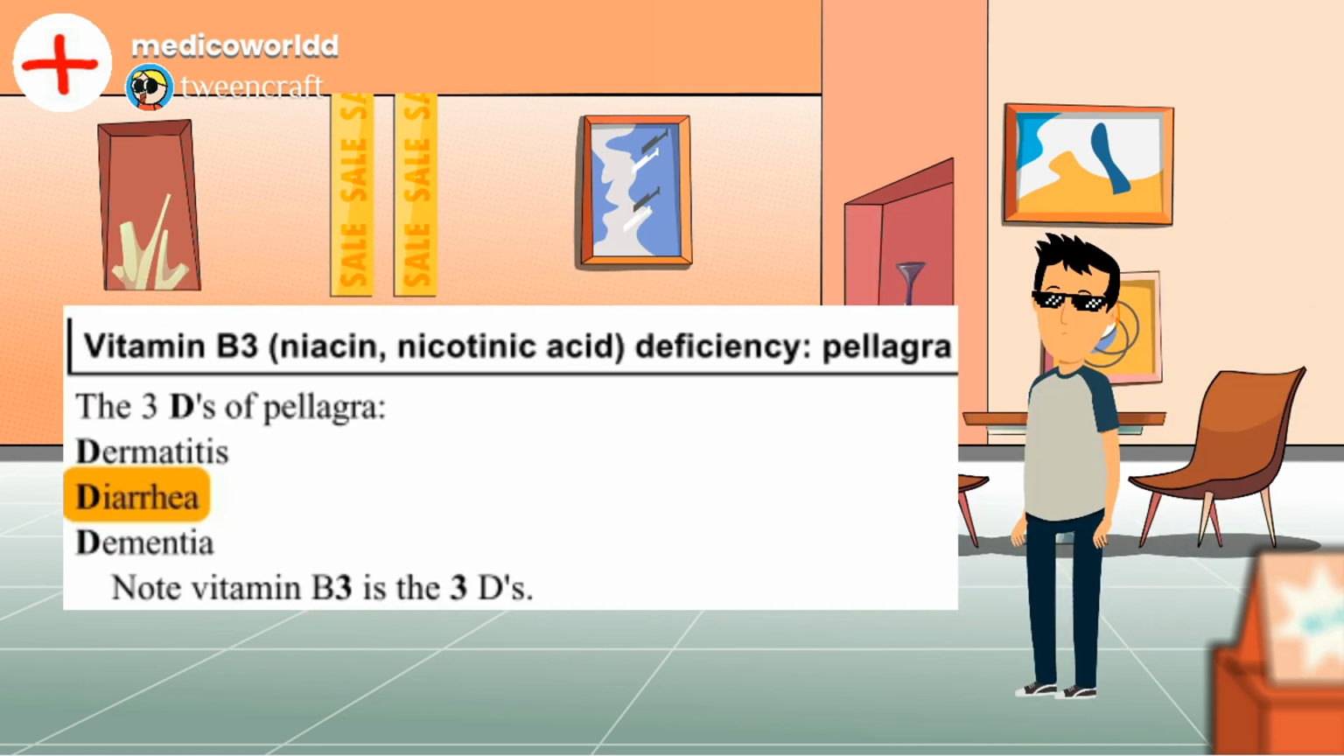Now, diarrhea is associated with vitamin B3 deficiency. Vitamin B3 means niacin, or nicotinic acid, and the condition caused by vitamin B3 deficiency is pellagra. You can remember it as 3 Ds. Pellagra means D for dermatitis, D for diarrhea, and D for dementia.